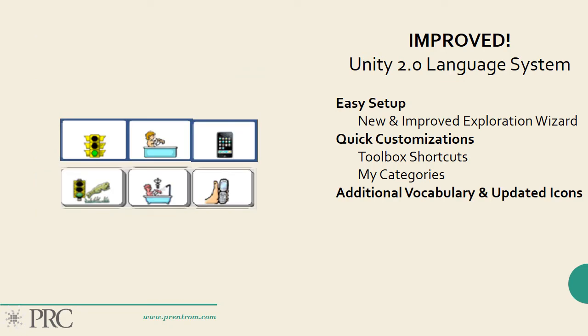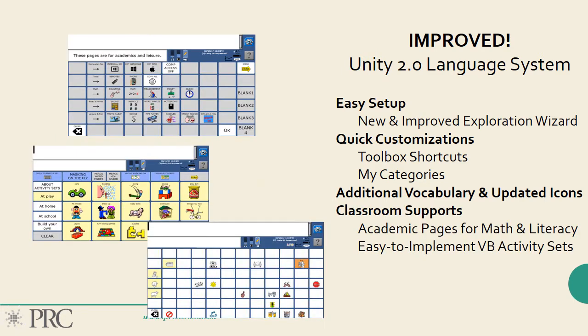We've added additional vocabulary and updated icons. So the icons on the bottom are the original Unity icons, and you can see we've made the cell phone a little bit more modern, taken out some of the distractions from the bathtub, and unfortunately that frog has done its time. We're left with just that stoplight to resemble go, or to indicate go.